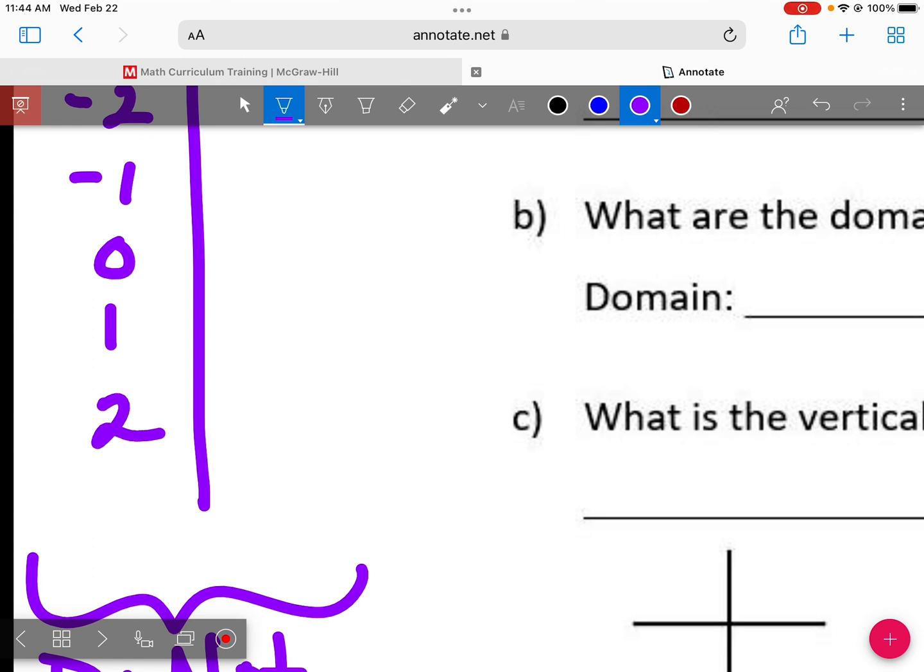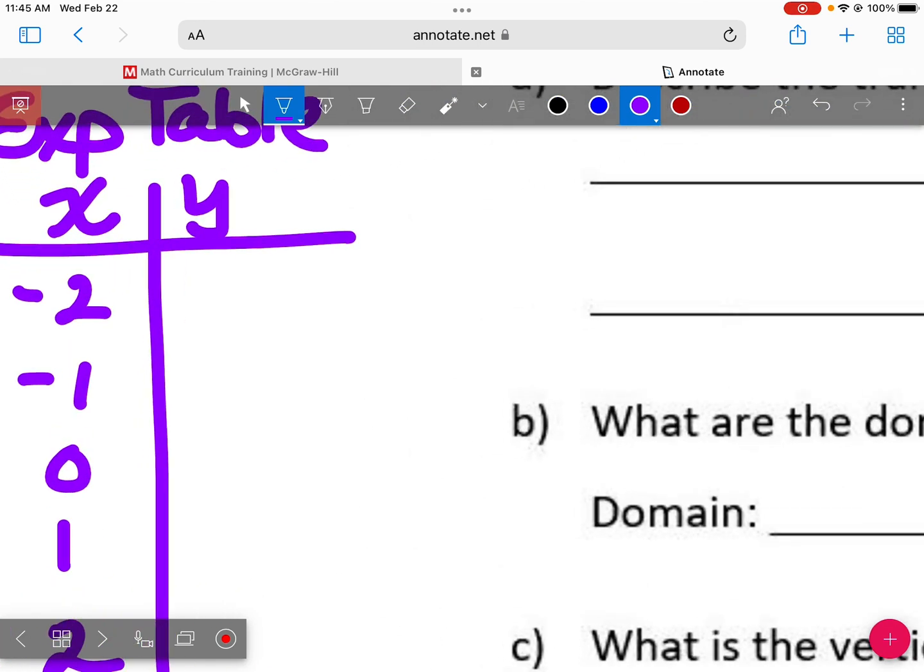How do we get the y side? We're going to use those. You have to do the exponential table off to the side. How do I get the numbers down the y side? Not multiply it by the base. Take it to the power. What is the base here? 3. So it's 3 to the power of -2.